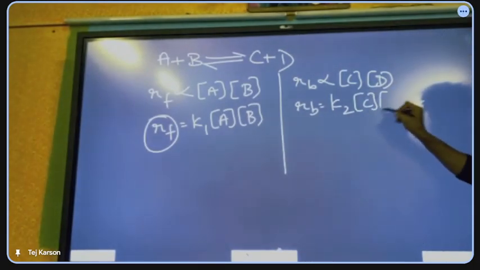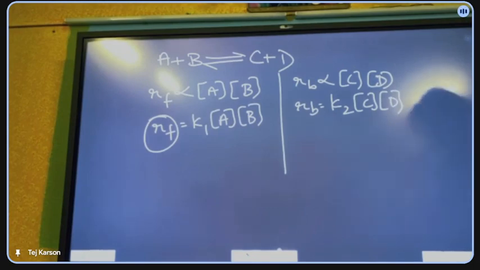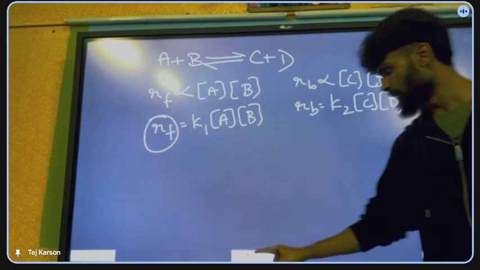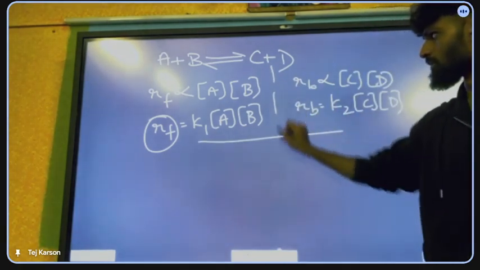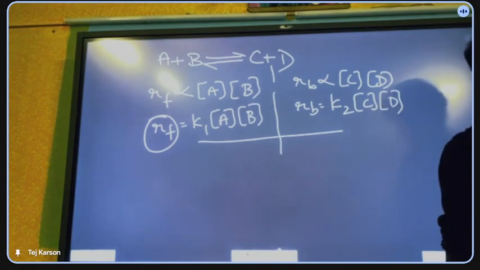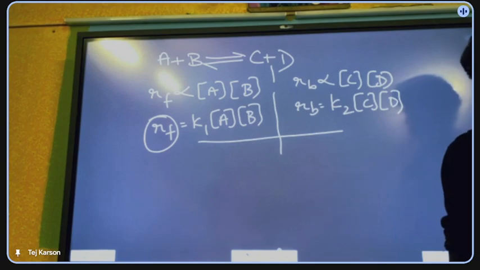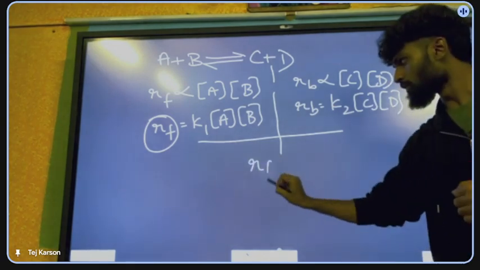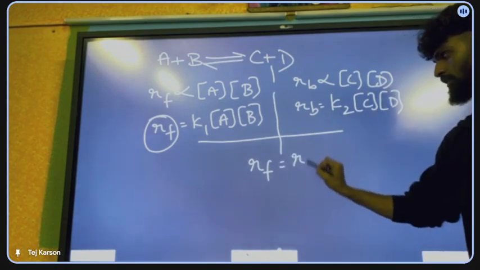C and D. Now I'm giving you a condition. I am telling you, at one point of time, they will attain equilibrium. They will attain equilibrium is English. The chemistry meaning is the rate of the forward reaction equals the rate of the backward reaction.